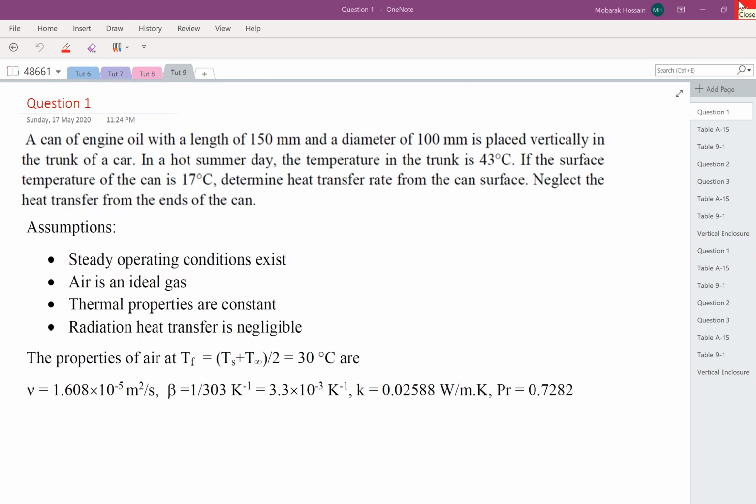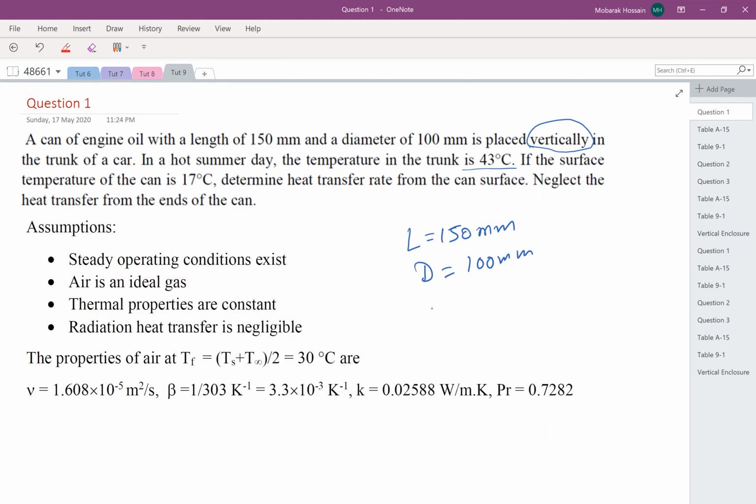A can of engine oil with a length of 150 millimeter and diameter of 100 millimeter is placed vertically in the trunk of a car. On a hot summer day, the temperature of the trunk is 43 degrees Celsius.